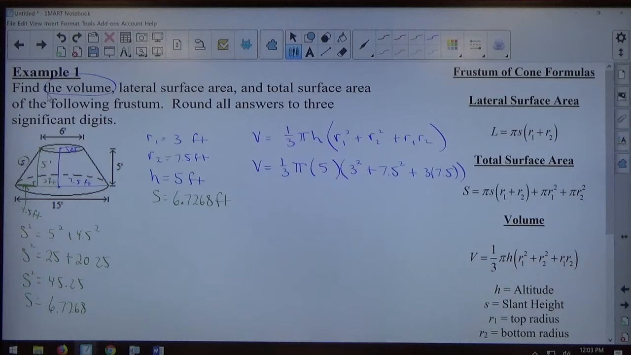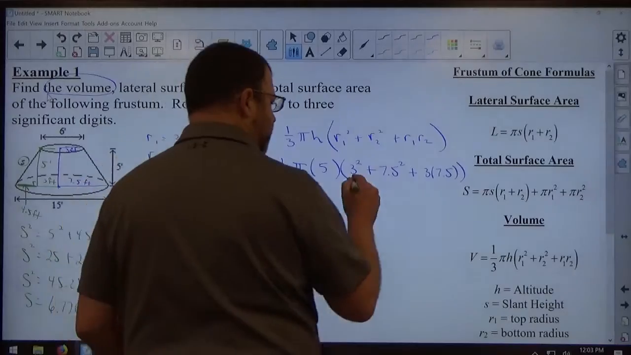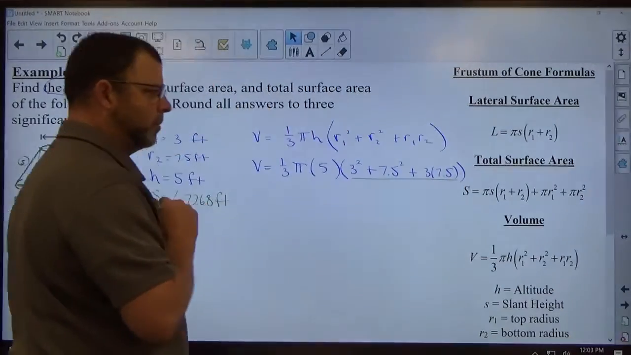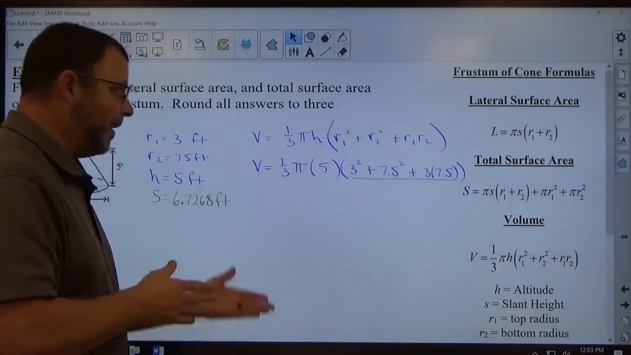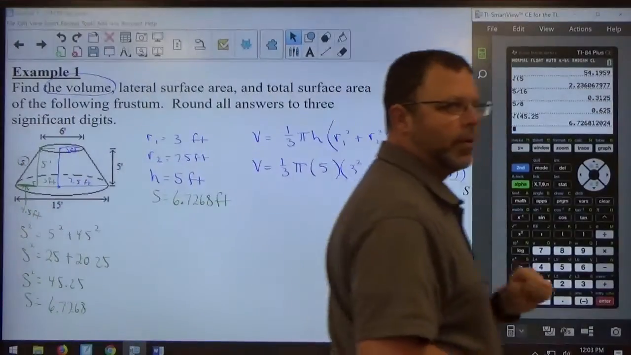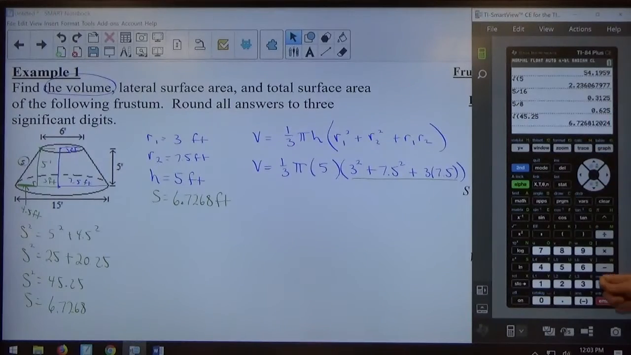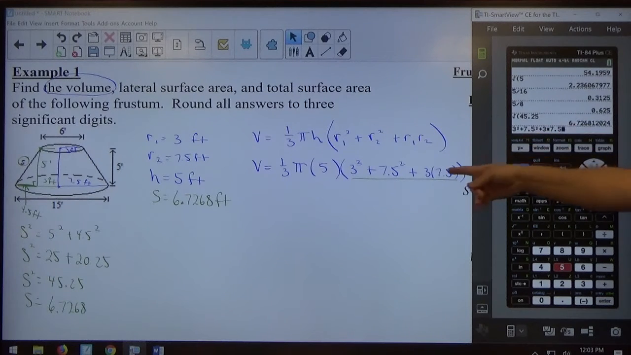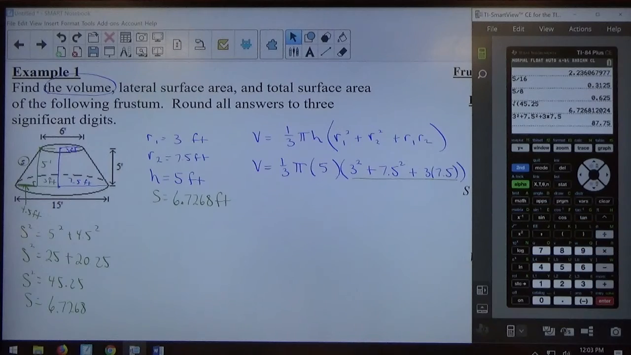For me, I'm going to evaluate everything in that parentheses first. So I'm going to get all this stuff down to a single number. I can type that exactly as it is on my calculator. I'm going to type in 3 squared plus 7.5 squared plus 3 times 7.5. Just what's inside the parentheses. Just type in what you see, hit equals, and it spits out an answer.